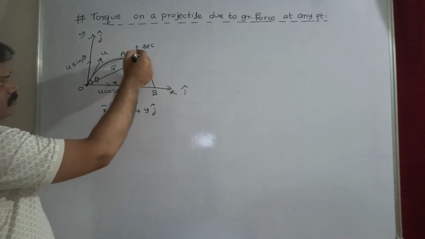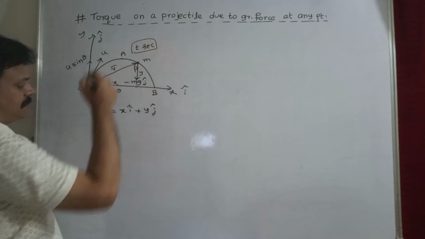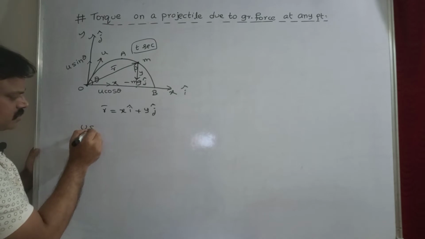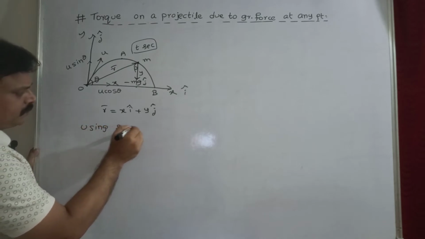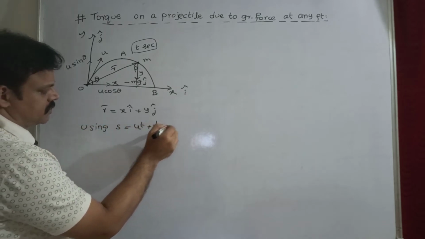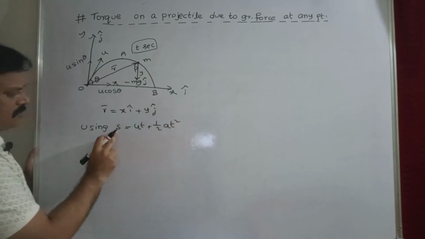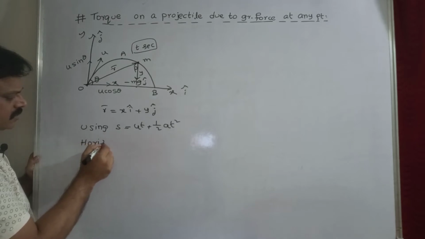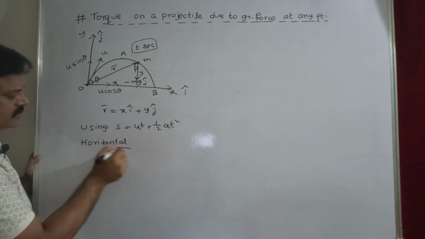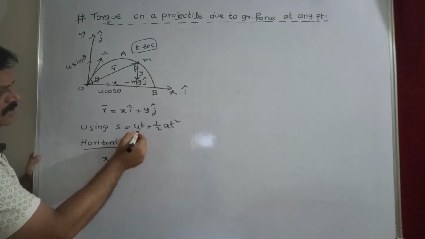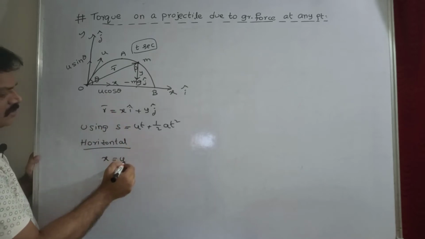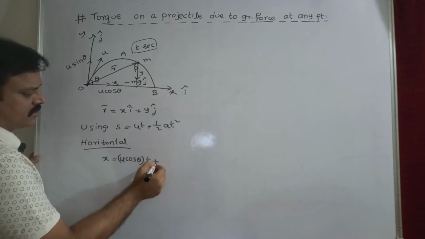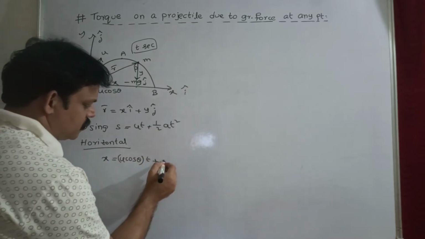So we know time t seconds. So how to find displacement along horizontal and vertical direction? Using S is equal to ut plus half a t square, because we know time now. That's why we have to use this expression. What is S? Displacement. Suppose if I apply this formula along horizontal direction, I can write in place of S, x. U means initial velocity along horizontal direction, which is u cos theta. T means t. What is acceleration along horizontal direction? You know it is zero.